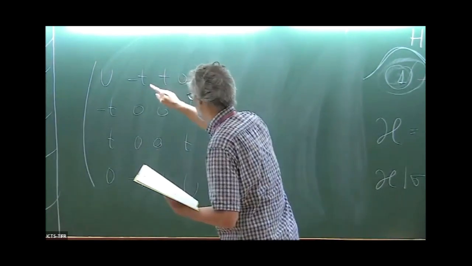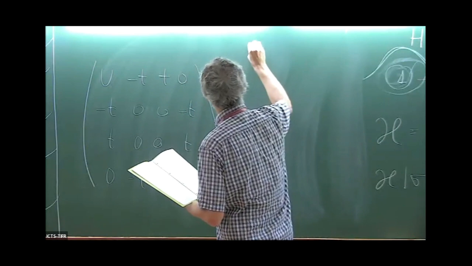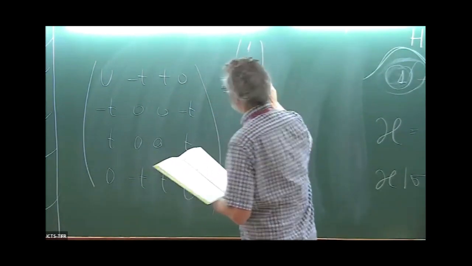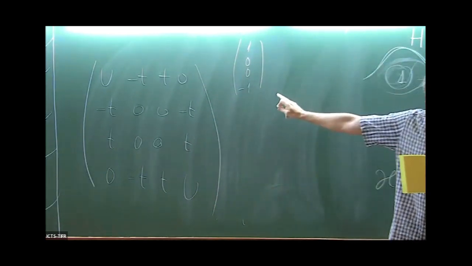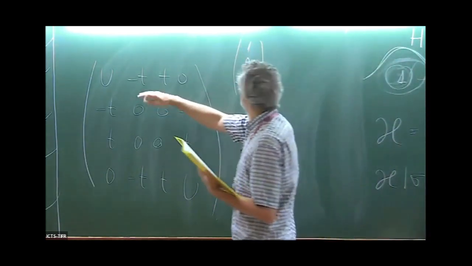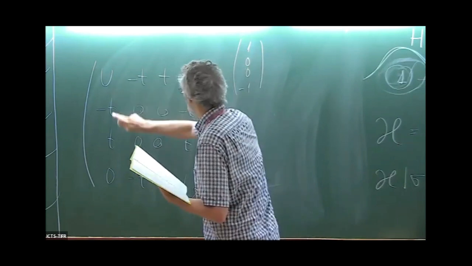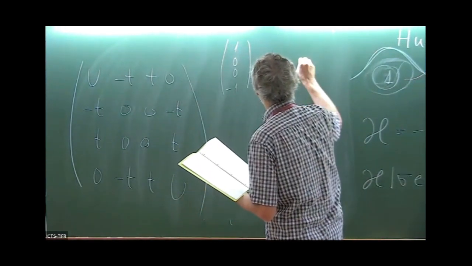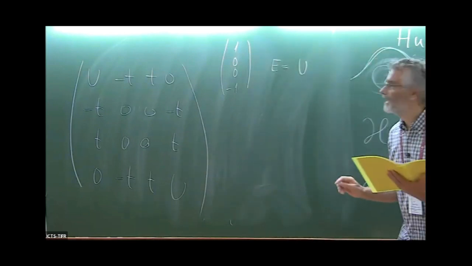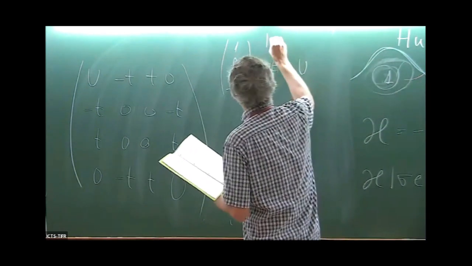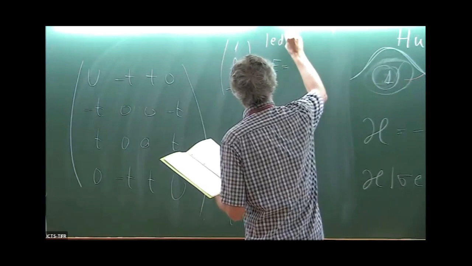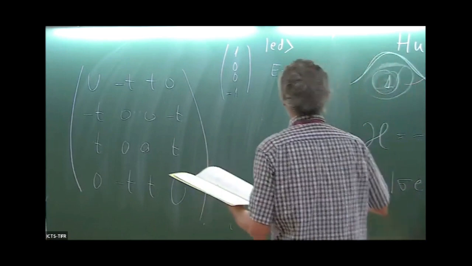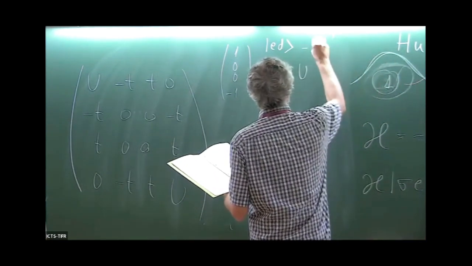It's clear that if we choose 0, 1, 0, 0, minus 1, that this is an eigenvector, right? Because if you act with it, this will give U, this will be 0, 0, minus U, so the energy of this state will be U. And this is empty double minus double empty. Okay, good.